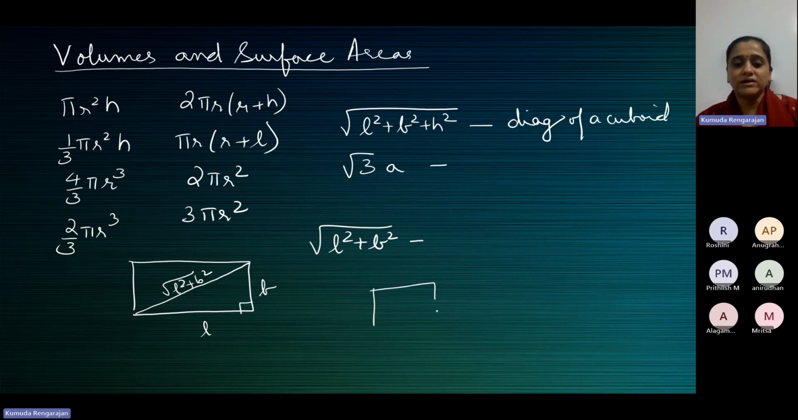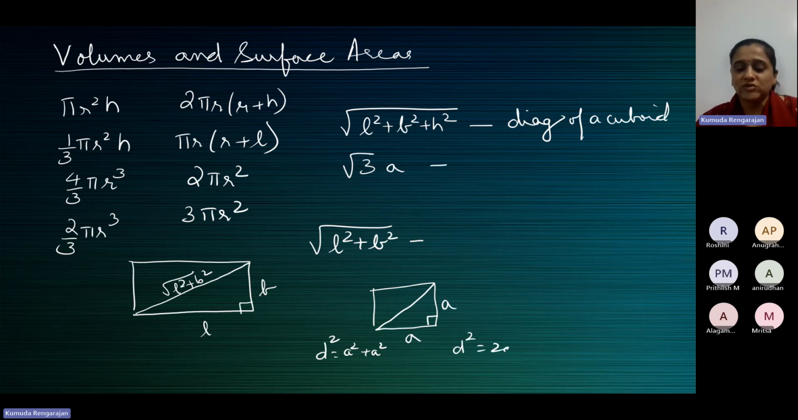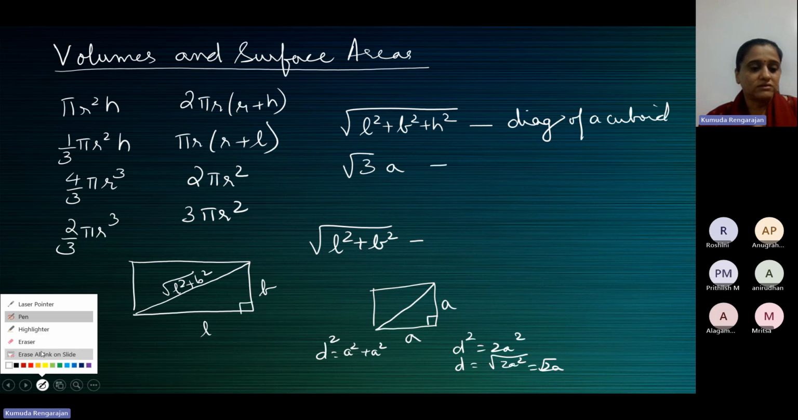Then for a square, what's the formula to find the diagonal of a square? This is a, this is a. So the hypotenuse, the diagonal, square is equal to a square plus a square. Diagonal square is equal to 2a square. So diagonal is equal to root of 2a square, that is root 2 a.